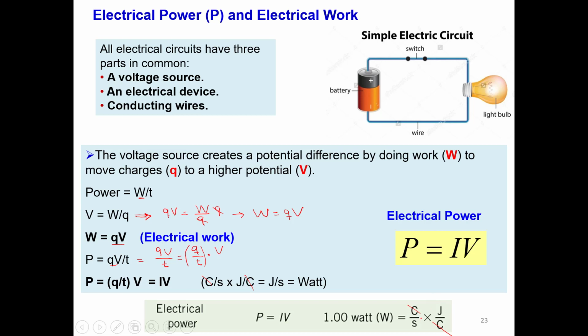Units of work divided by the units of time. Then we can see the units are consistent, and this corresponds to electrical power. Then how can we calculate the electrical power? We just need to multiply the current times the voltage.